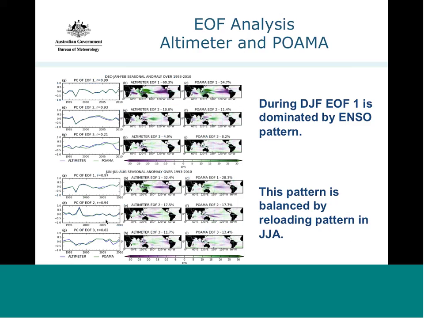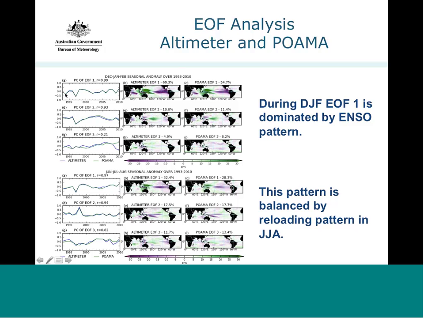And just for a little bit more of a technical analysis, if we have a look at the variability modes of the altimeter and POAMA for December, January, February, and June, July, August, we can see where altimeter is in the center column and the POAMA forecast on the right-hand side. We can see that, and this is for a lead time of 0 months, altimeter and POAMA, in terms of the amount of variability described by the first mode, compare relatively well, altimeter being a little bit stronger than POAMA for both December, January, February, and June, July, August.